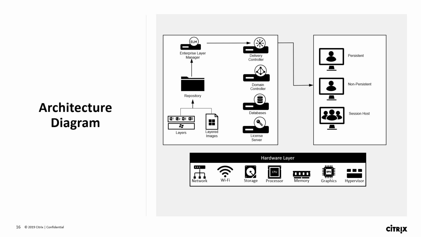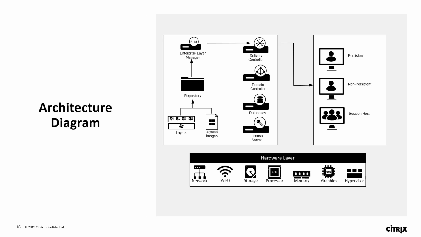In the repository, we have our different layers. We have operating system layers, platform layers, you get the idea. We've got all the different layers that the ELM, or the Enterprise Layer Manager, created. So we create those layers, then we store them as inventory. Then we take those layers and we can create a layered image.